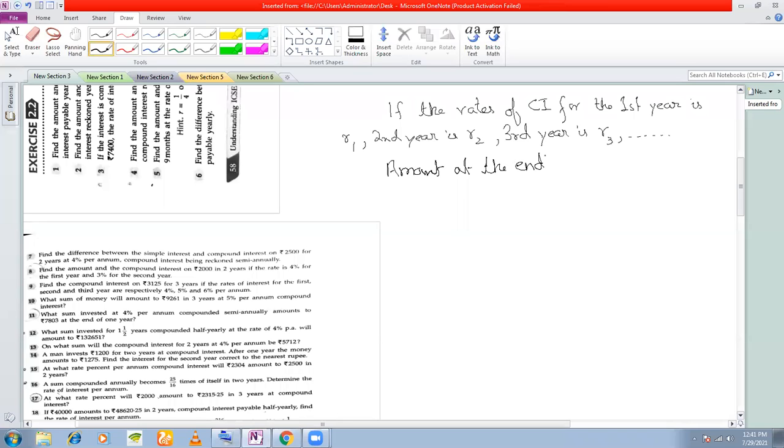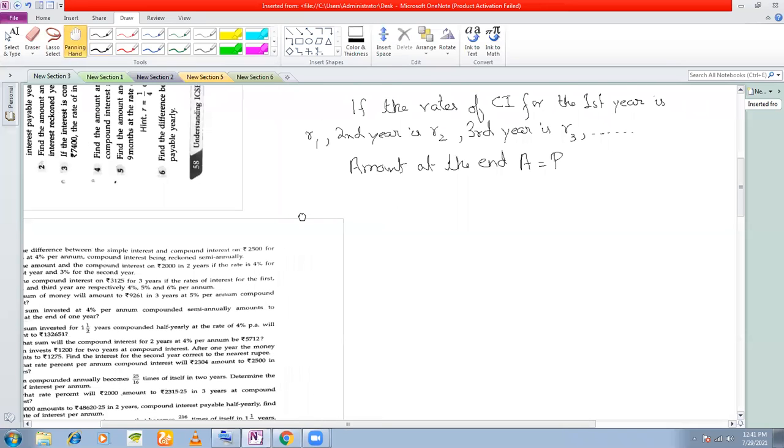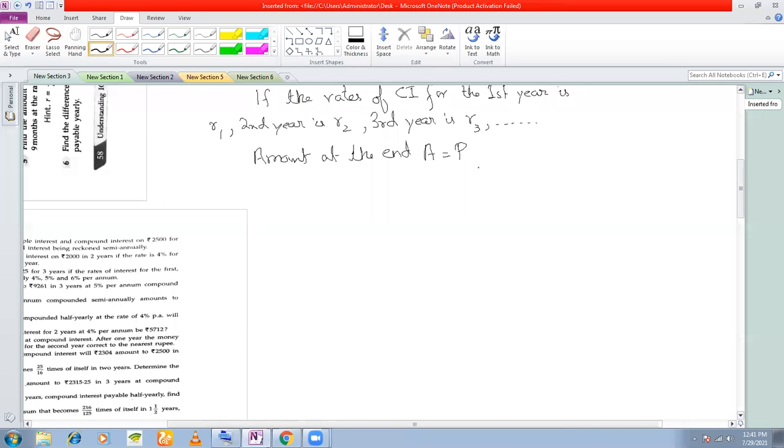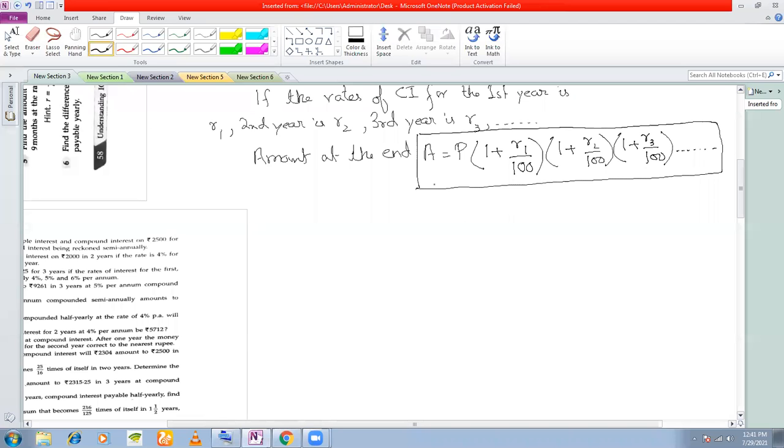Okay, the amount at the end will be A is equal to P into, for the first year, you have R1 as your rate of interest. So you will have 1 plus R1 by 100. For the second year, you have R2 rate of interest. So you have R2 by 100. And for the third year, you have R3 by 100. And if for the fourth year also you have, then this will continue. Okay. So this is the formula that we are going to use. Okay. So let's see a problem based on this.